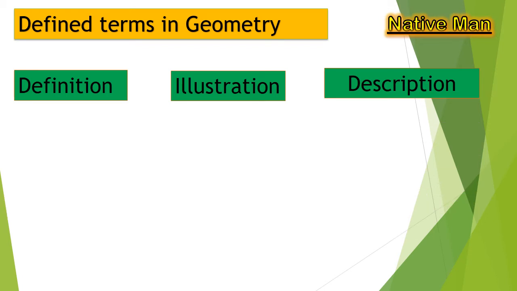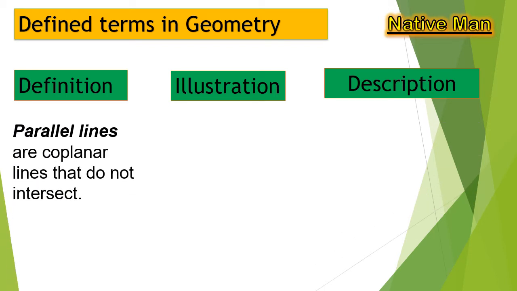Okay, so another defined term in geometry is that parallel lines. So parallel lines are coplanar lines that do not intersect. So when you say do not intersect, hindi po siya mag-meet or hindi po sila mag-cross.